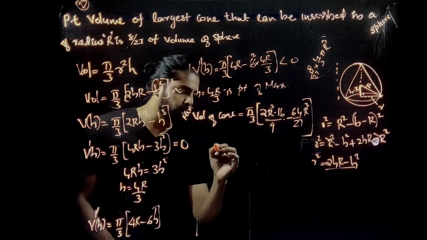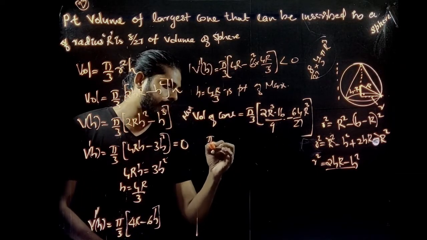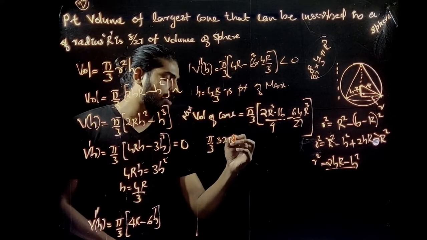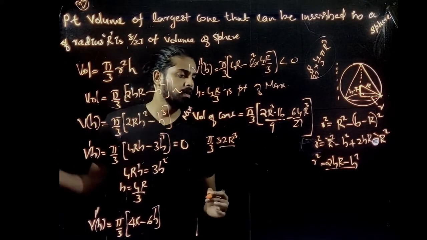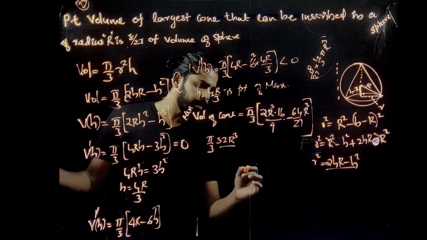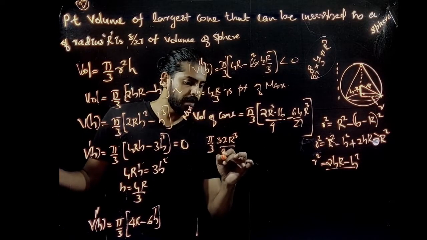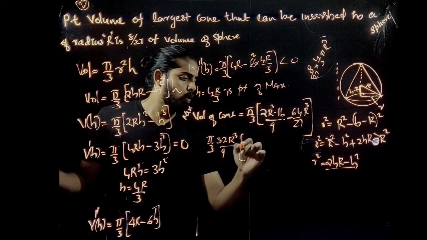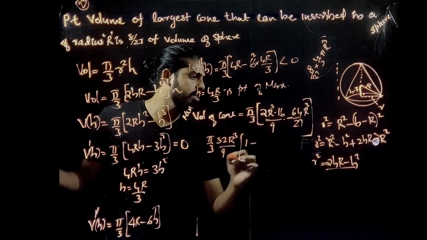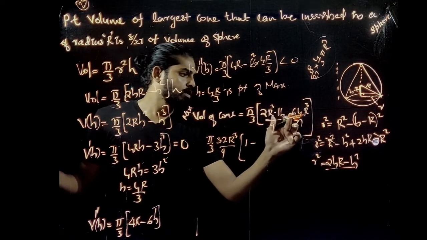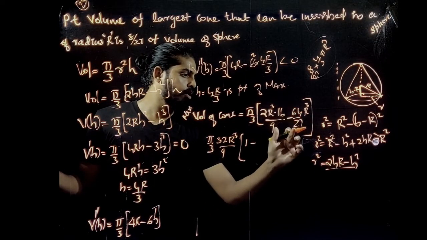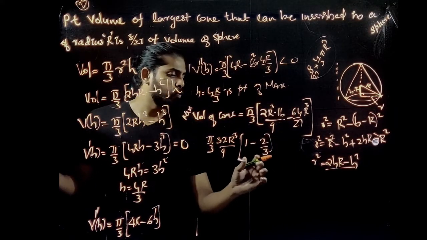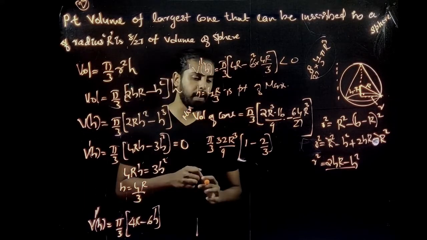So what we can take in common is pi by 3. This is pi by 3. Then 32 r cube divided by, taking 9 also, so divided by 9. This is common. So here what remains is just 1, 1 minus, since 32 taken from here will be 2 and the denominator there will be 3. So 1 minus 2 by 3 remains in the bracket. And 1 minus 2 by 3 is equal to 1 by 3.